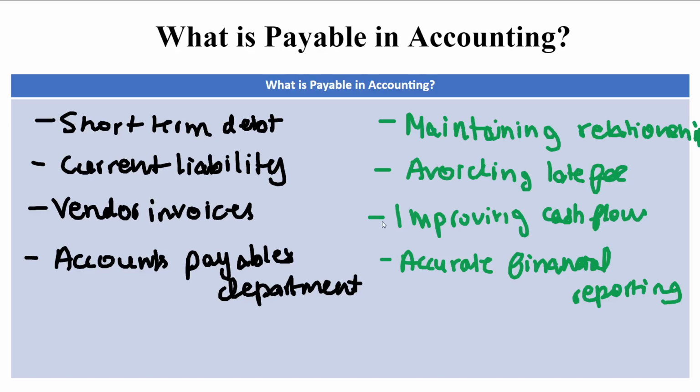Then we have employee expenses. These are reimbursements owed to employees for business related expenses. And lastly, we have tax, which is basically owed to government agencies such as income tax, sales tax, and property tax.